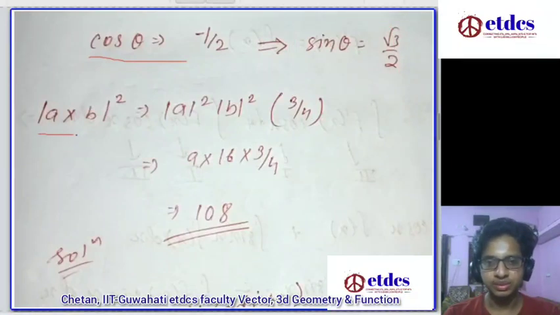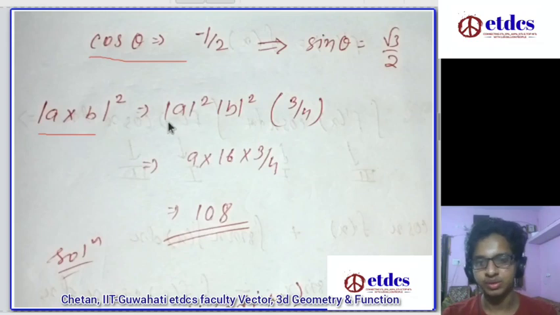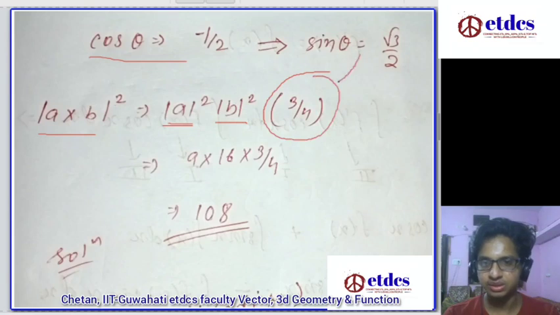So what is mod of A cross B? Mod of A cross B whole square is mod of A square, mod of B square, and sin square theta. Sin square theta is 3 upon 4. So this will be 3 square, 9, 4 square, 16, and this is 3 by 4. After simplifying, we get 108.